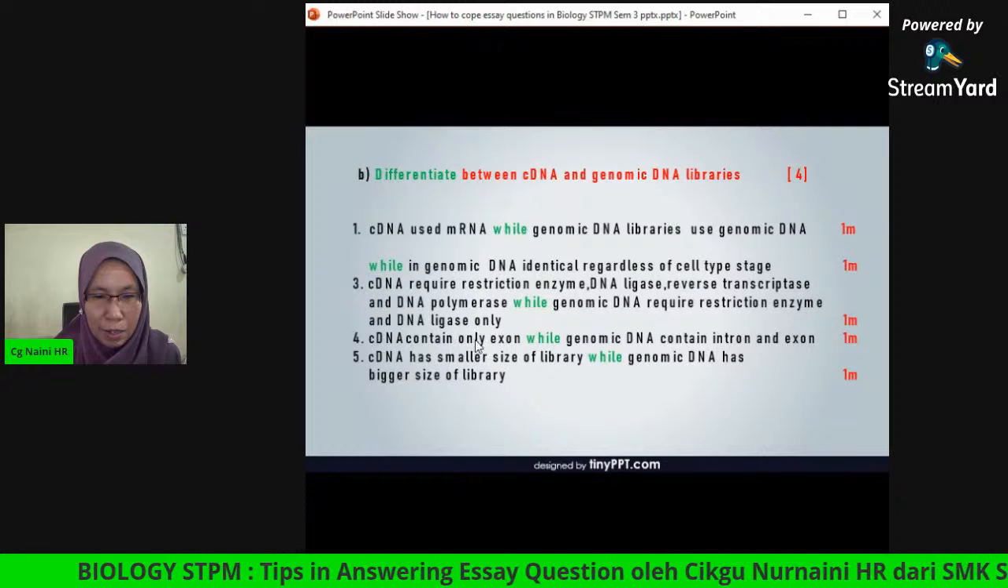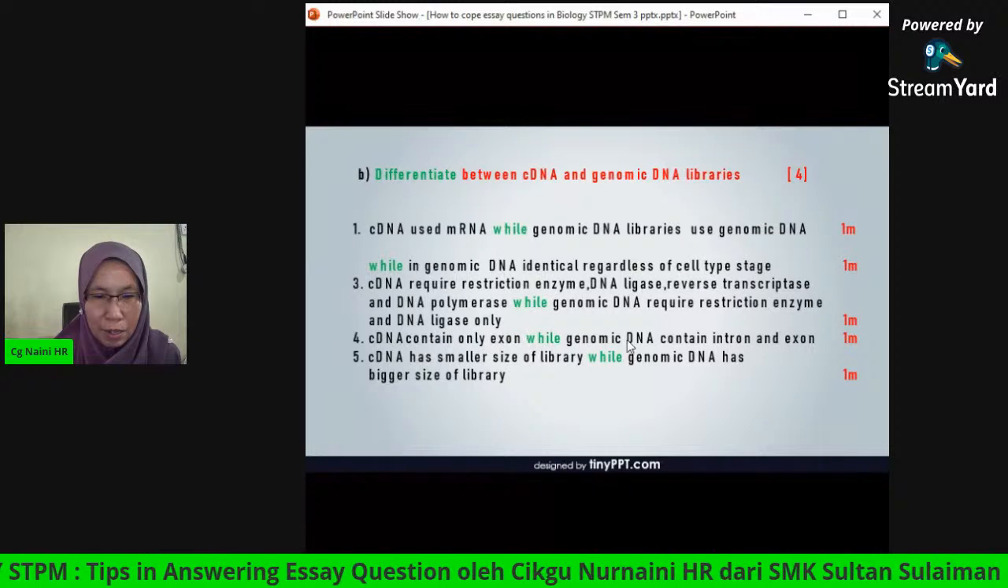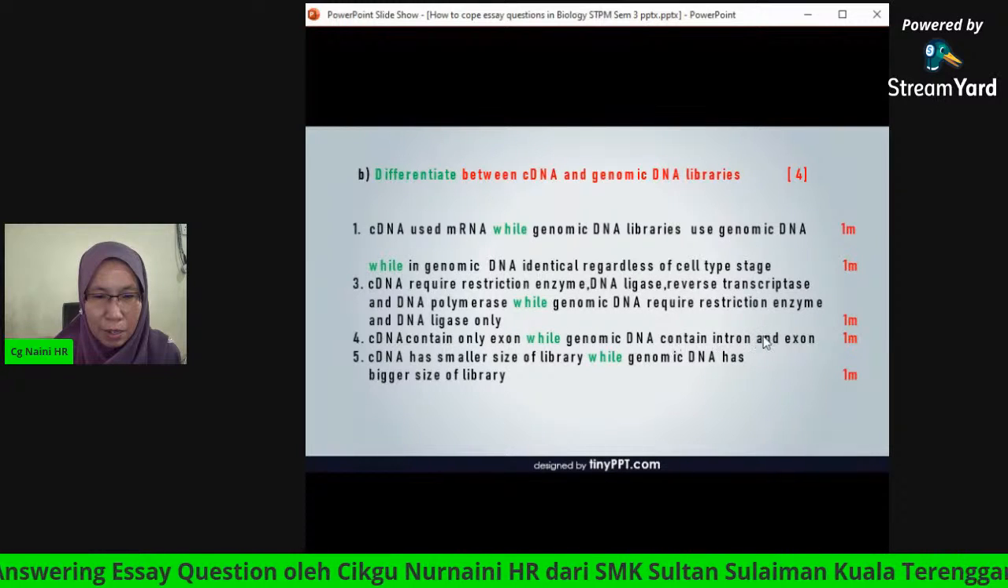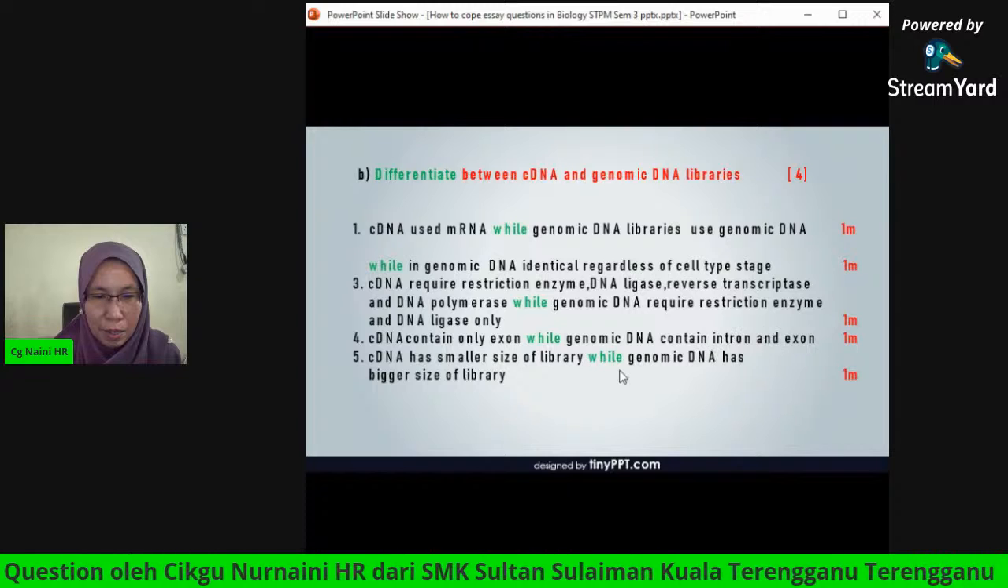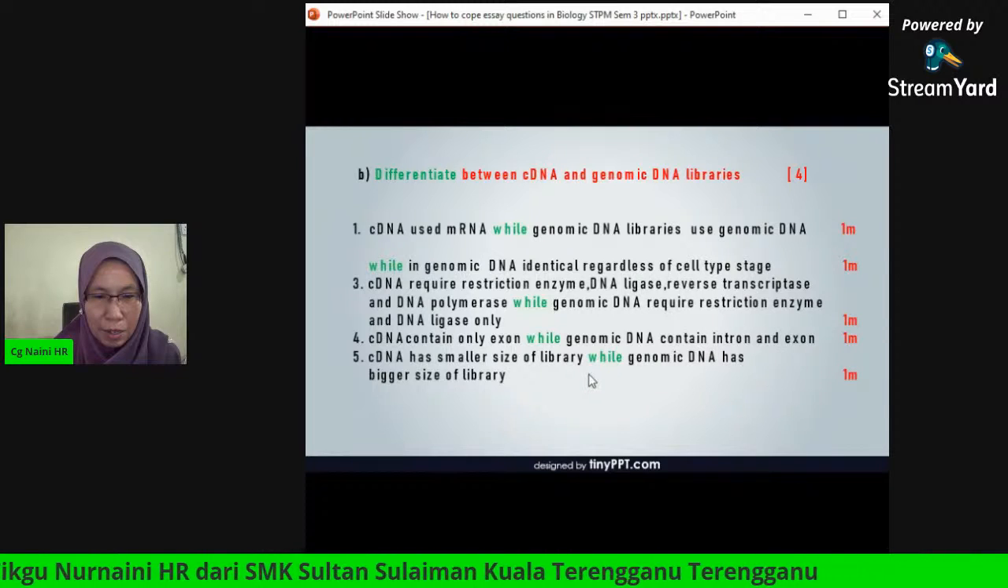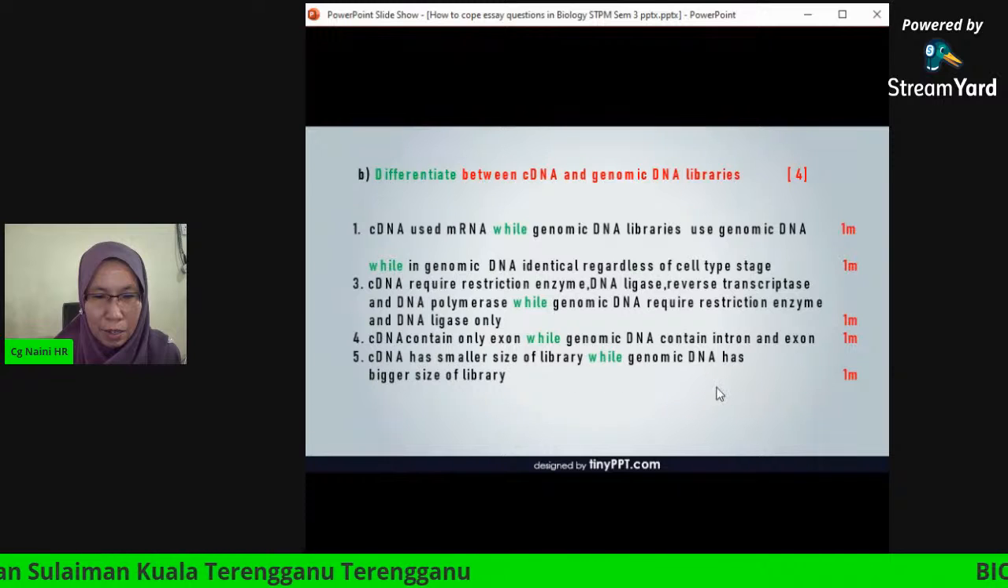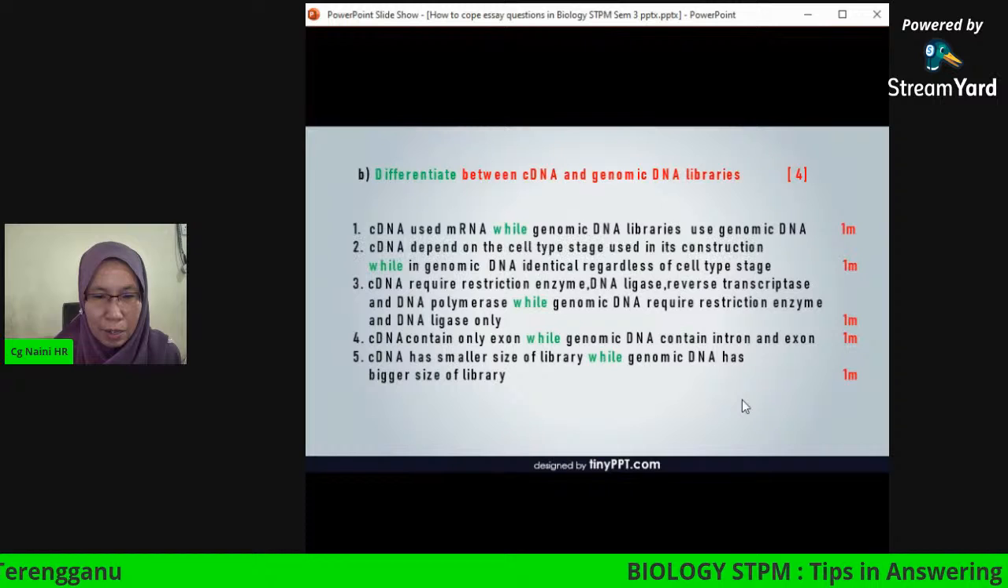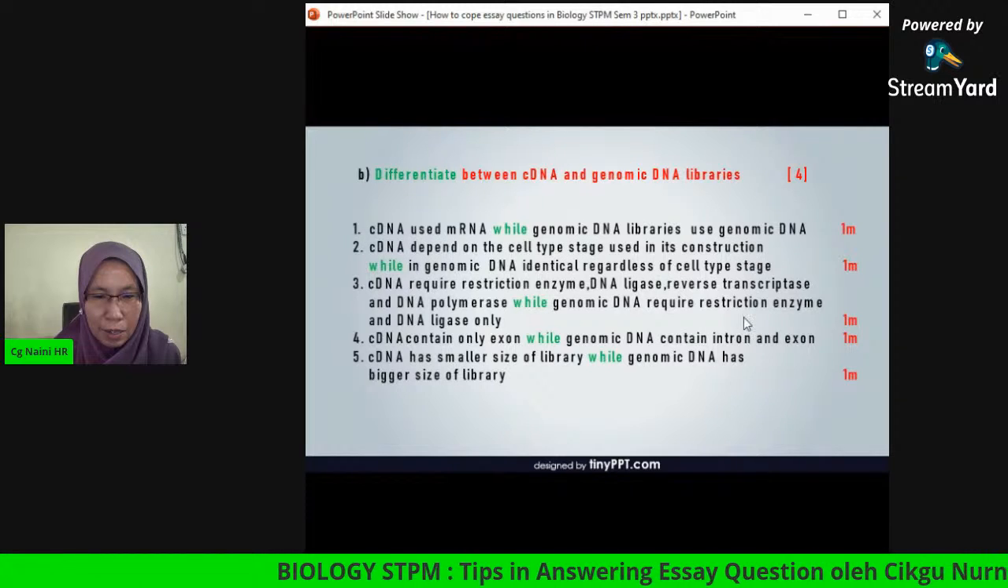Okay, cDNA contains only exon. Genomic DNA contains intron and exon. Okay, the same idea. Another is cDNA has a smaller size of library, while genomic DNA has a bigger size of library. Okay, that's the idea.